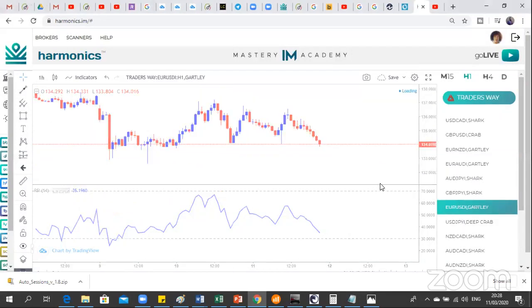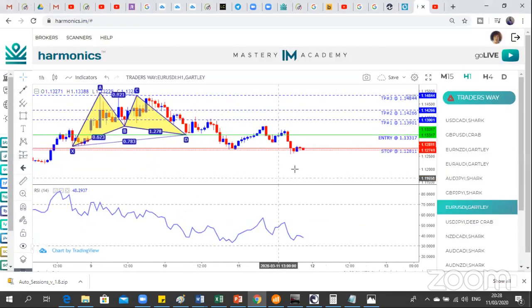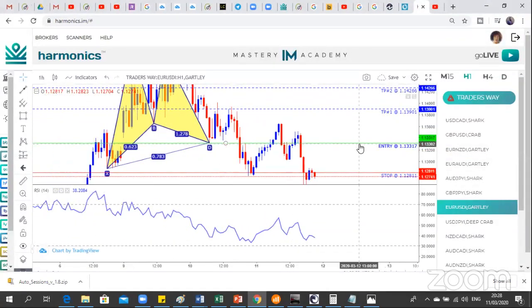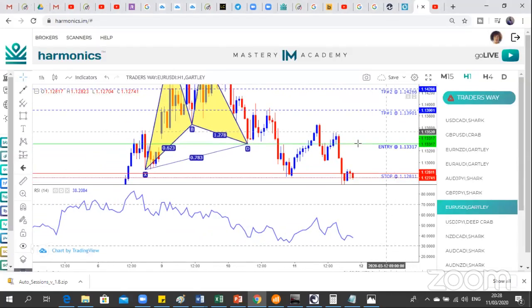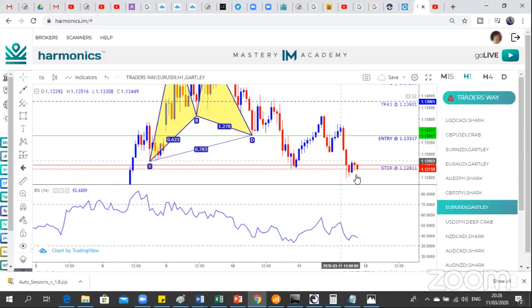Let's go to another pair. We made money from this pair today. Some of us are still in this pair. We called it at this entry in the morning. It gave us TP1 profit. We're expecting TP2 soon.